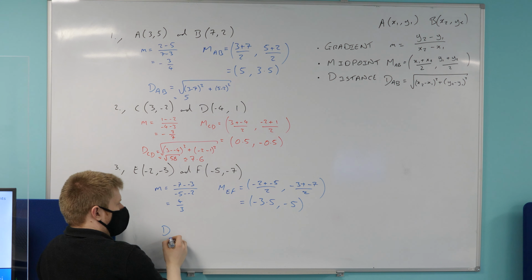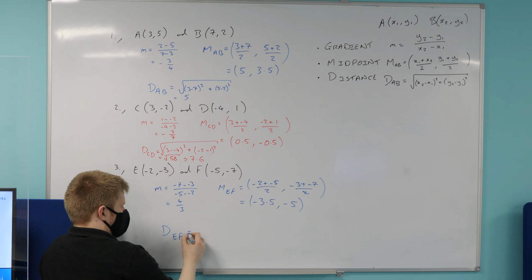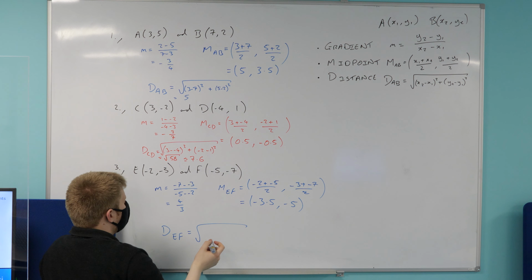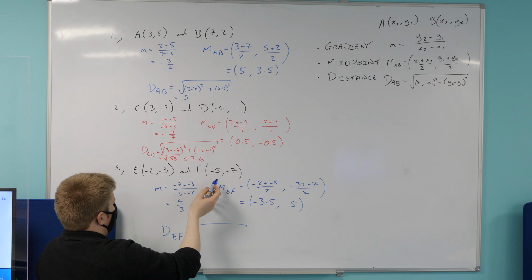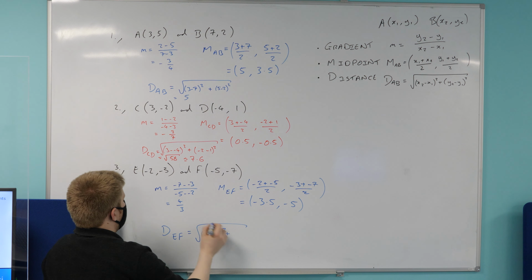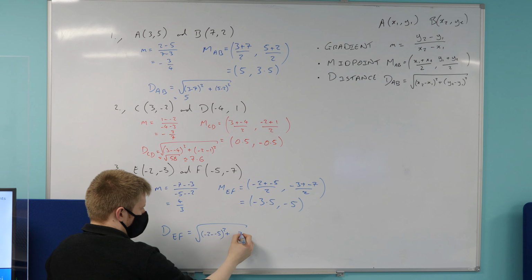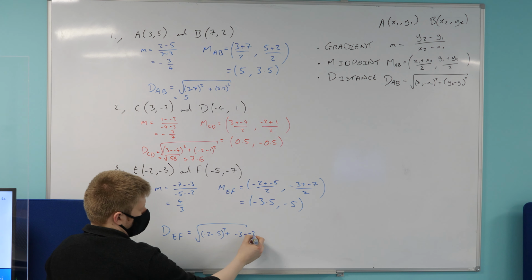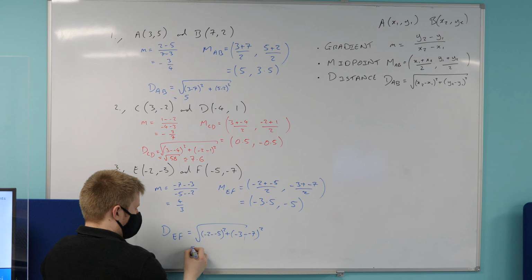Okay, and how do you calculate the distance? 4 squared plus 3 squared, all square rooted. Perfect. So you can do negative 2 take away negative 5 squared, plus negative 3 take away negative 7 all squared. Cool. So what do you get as the answer? 5.